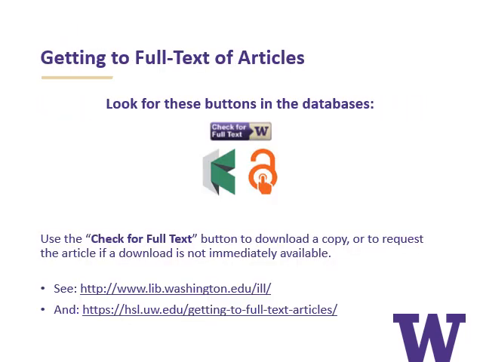To find the full text of articles, look for these buttons in the databases. The Check for Full Text button will show if the article is available for immediate download through any of the UW subscription services. It also gives you the option to order the article from Interlibrary Loan if a download is not available. Remember that you must be logged in as a member of the UW community to access many of these resources and the full text of articles. See the URLs listed here for additional help.